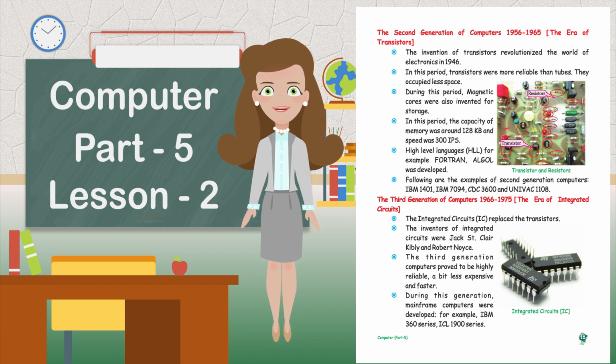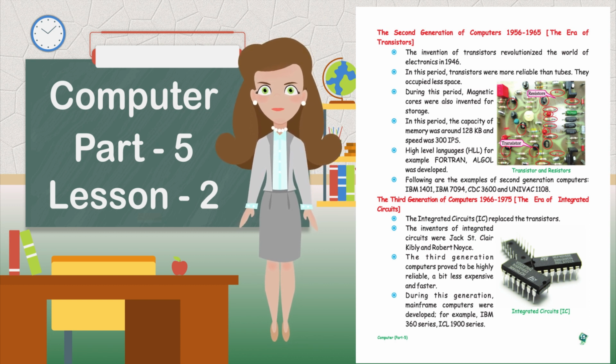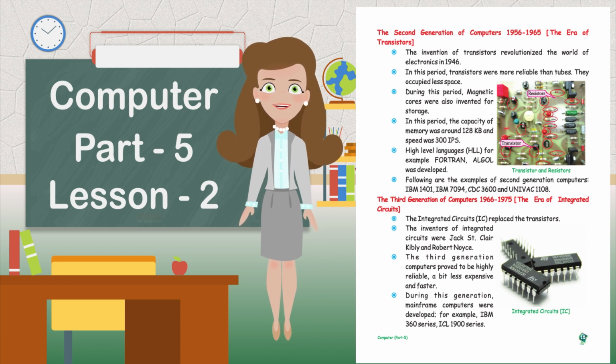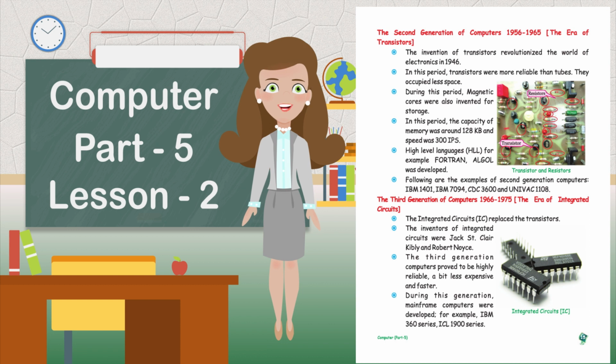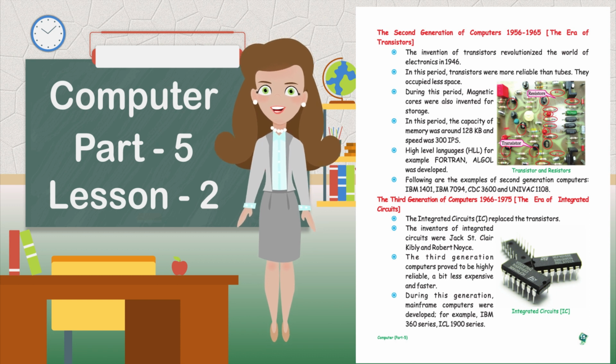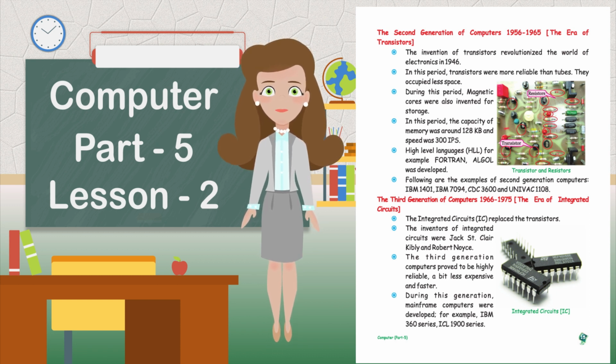High-level languages, HLL, for example, Fortran and Algol, were developed. Following are the examples of second generation computers: IBM 1401, IBM 7094, CDC 3600 and UNIVAC 1108. The third generation of computers, 1966 to 1975, the era of integrated circuits.